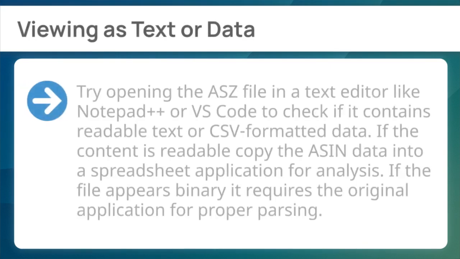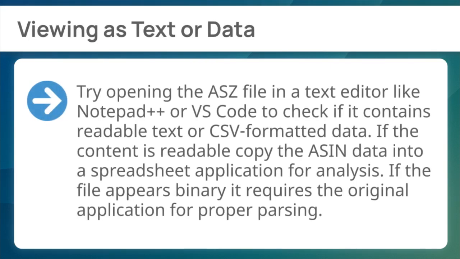Next, viewing as text or data. Try opening the ASZ file in a text editor like Notepad++ or VS Code to check if it contains readable text or CSV-formatted data. If the content is readable, copy the ASIN data into a spreadsheet application for analysis. If the file appears binary, it requires the original application for proper parsing.